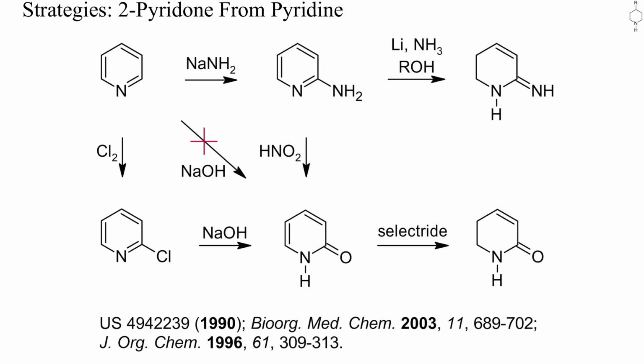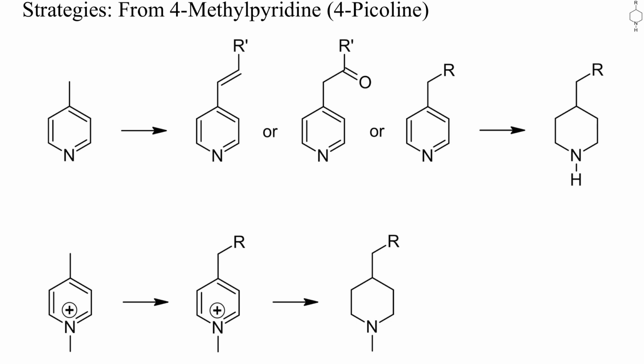Alternatively, 2-aminopyridine can be reduced with lithium to an imine. Both these products are good Michael acceptors and will react with soft carbon nucleophiles at position 4. Another convenient way to prepare 4-substituted piperidines is by olefination, acylation or alkylation of the methyl group of 4-methylpyridine, followed by catalytic hydrogenation or chemical reduction. Quaternized picoline will react in a similar way.